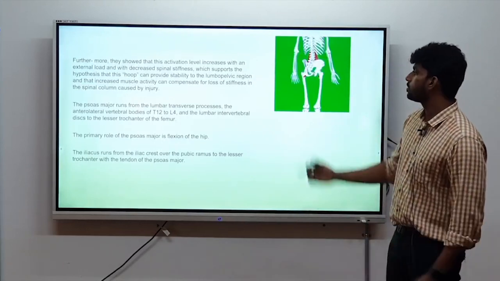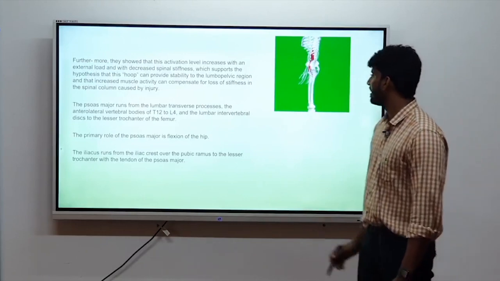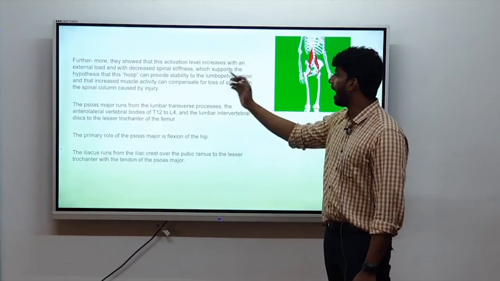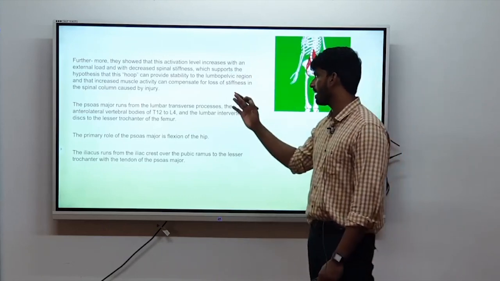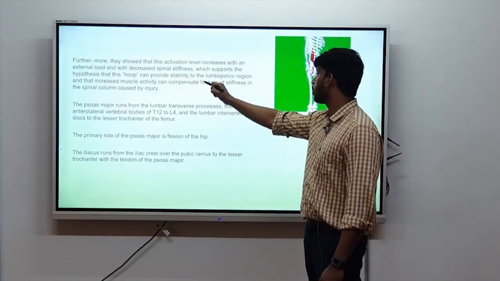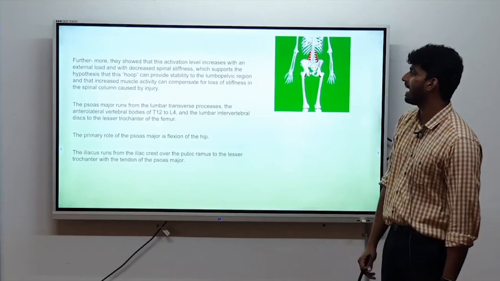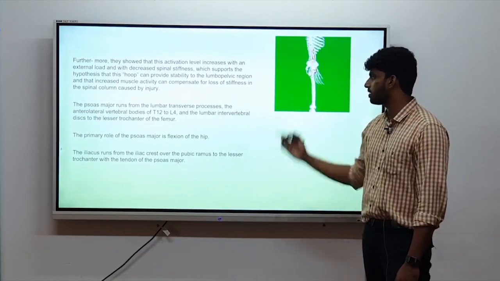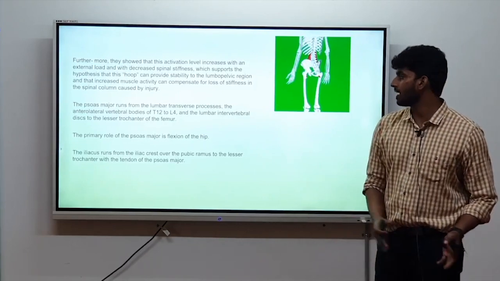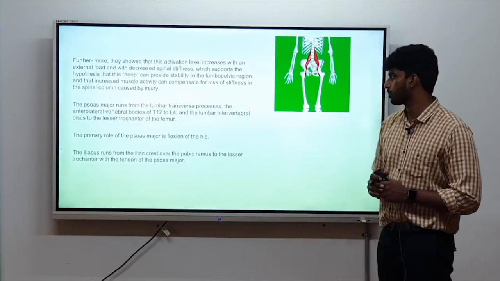Furthermore, they showed that this activation level increases with an external load and with decreased spinal stiffness, which supports the hypothesis that this hoop can provide stability to the lumbopelvic region, and that increased muscle activity can compensate for loss of stiffness in the spinal column that is caused by the injury.